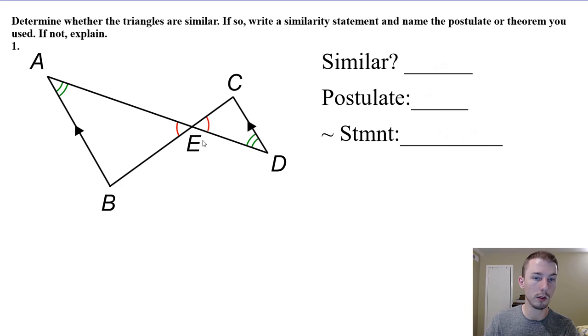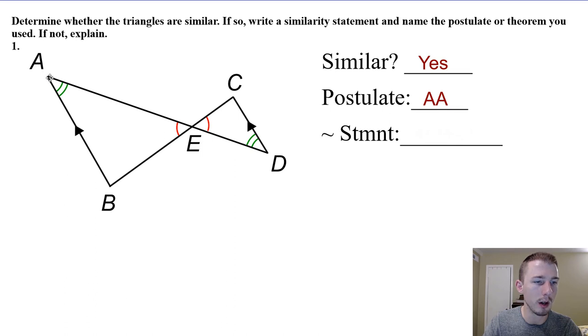Once we know 2 angles are the same, these 2 triangles have to be similar to each other. And they're similar by the angle-angle similarity postulate. So the postulate we're using is angle-angle. The similarity statement, now we want to put these together. There are lots of different ways you can do it.